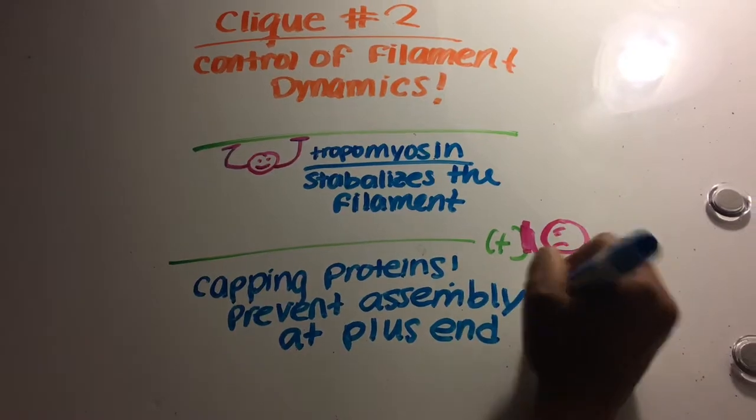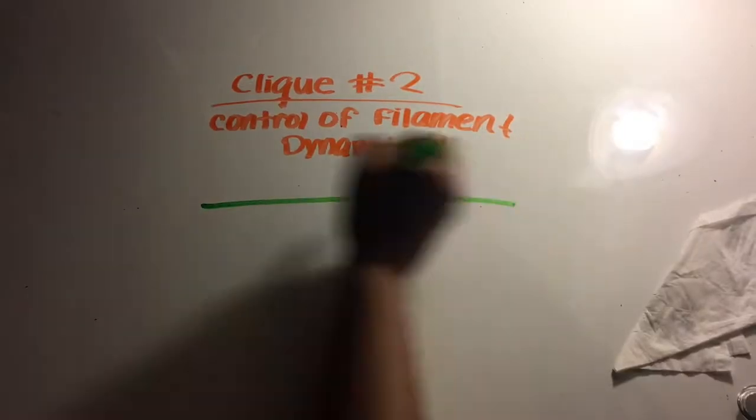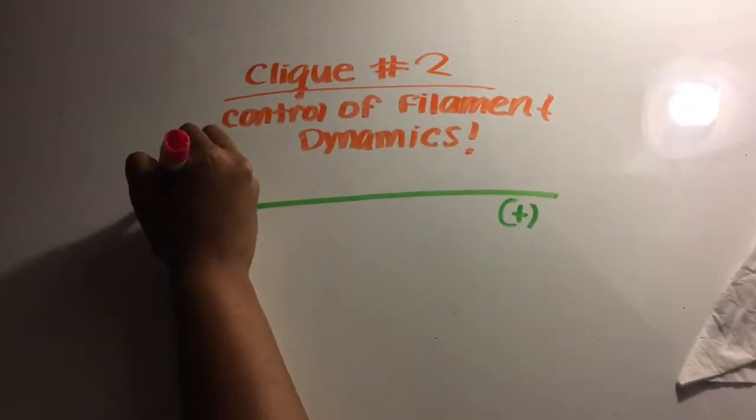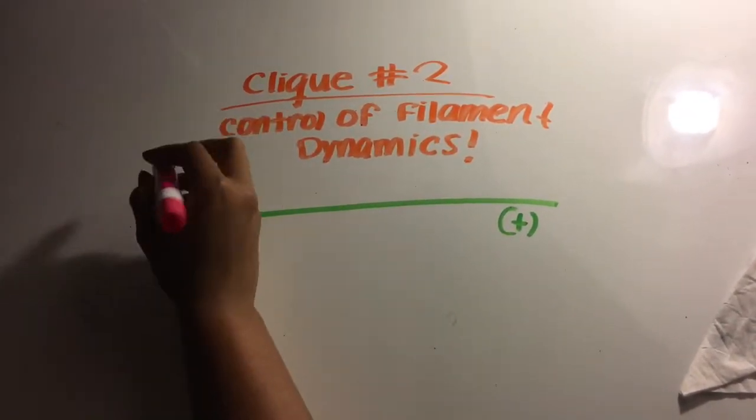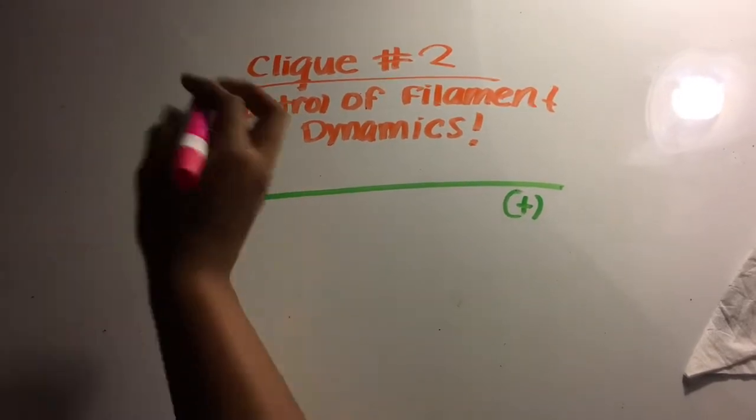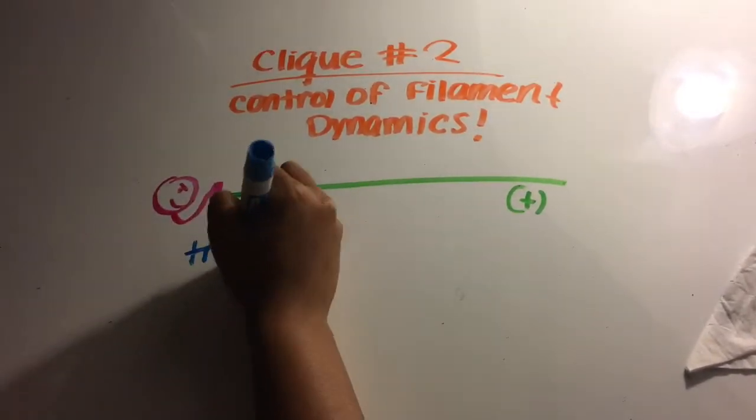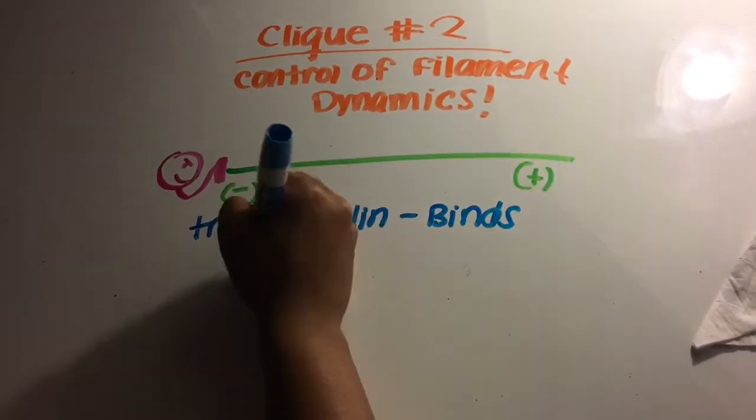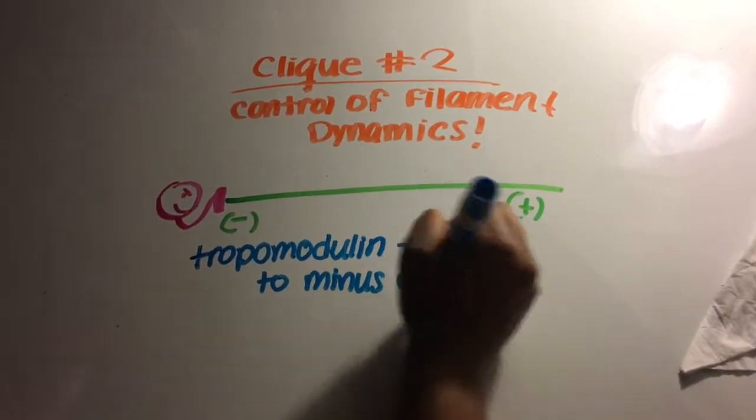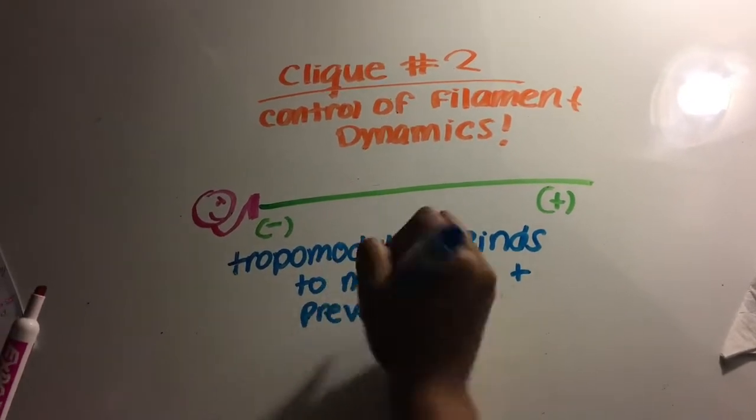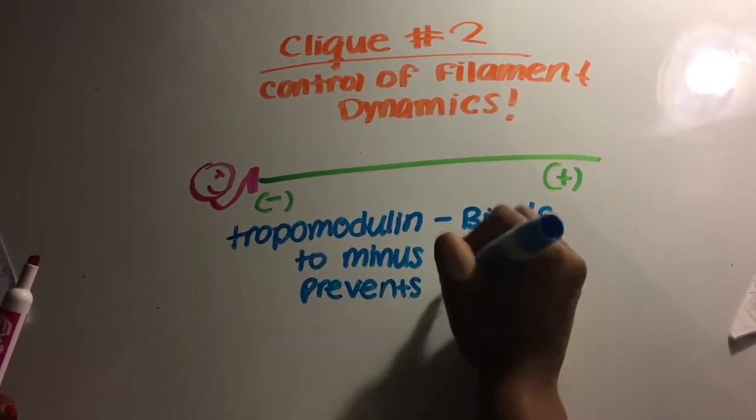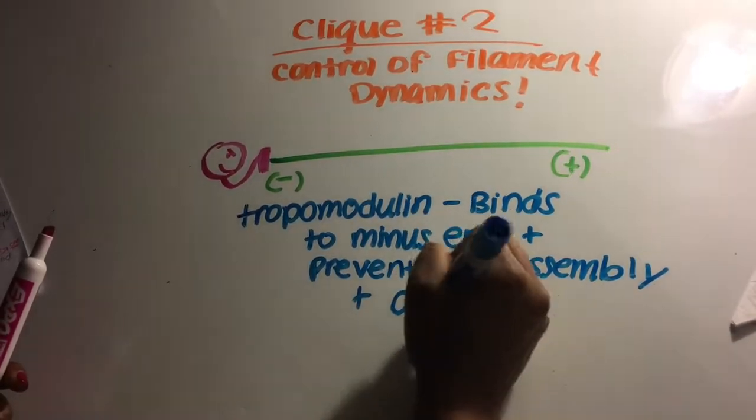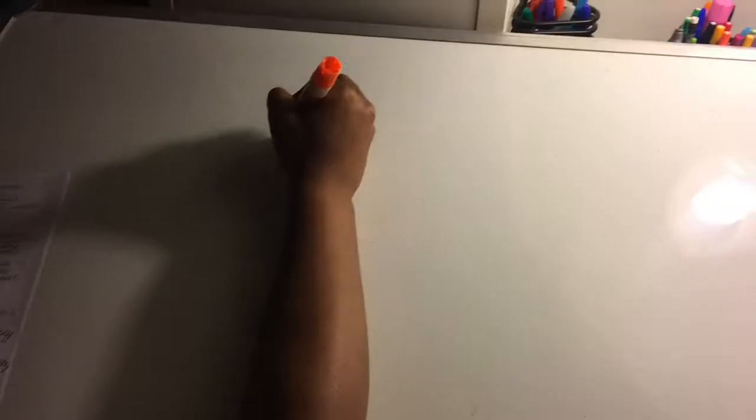So yeah, our next protein that we're going to talk about is called tropomodulin, and this one is going to bind to the minus end of the actin filament, and this is basically going to prevent disassembly as well as assembly. And basically the effect of this protein, it's going to reduce the pool of actin that is within the cell, thus reducing the rate of actin growth, which is really important because it also helps in a way to regulate and control the actin filament itself.